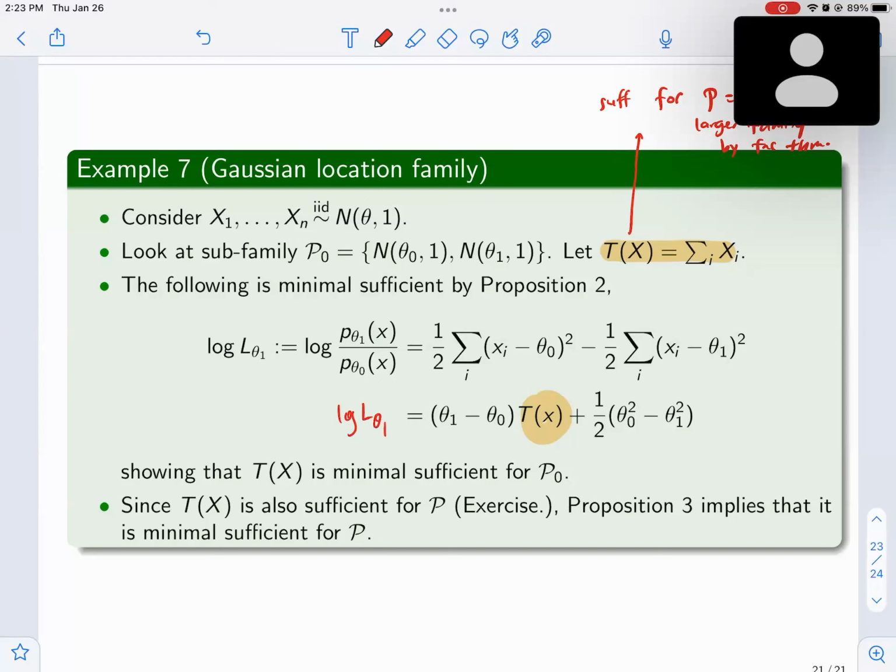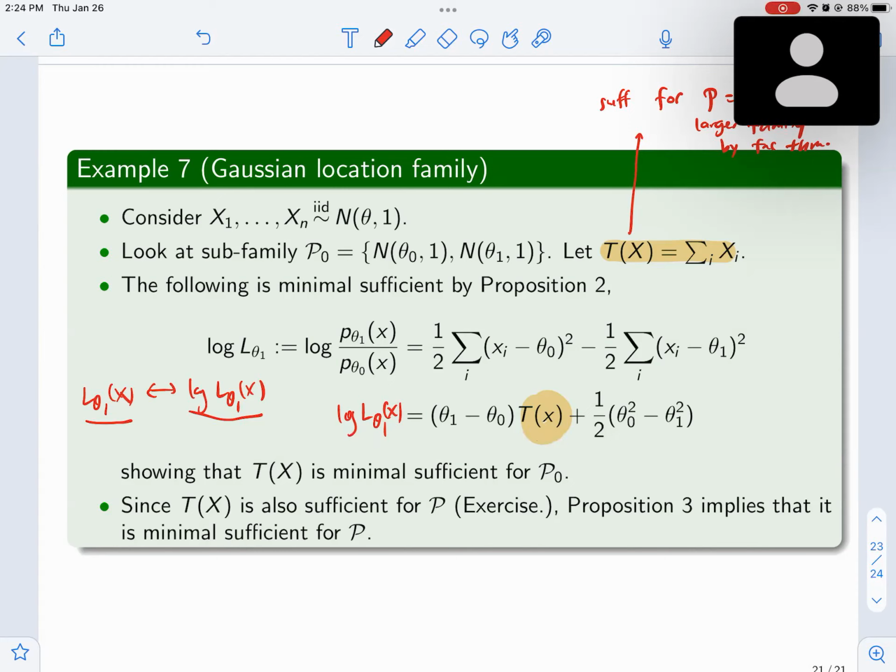Yeah, log is monotone. So that's saying that L theta 1 of X is in bijection to log L theta 1 of X. That's fine. So we know that this is minimal sufficient. So this has to be minimal sufficient. Now I'm saying I have written this as a function of this. So this function of T of X is monotone. Sorry, like bijection, yes. It's just an affine function.